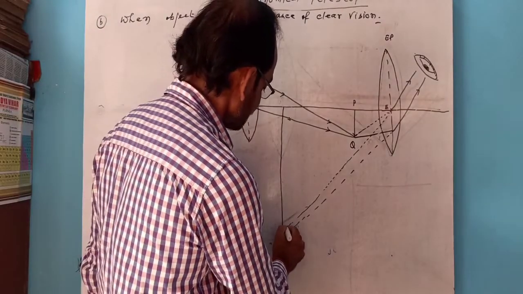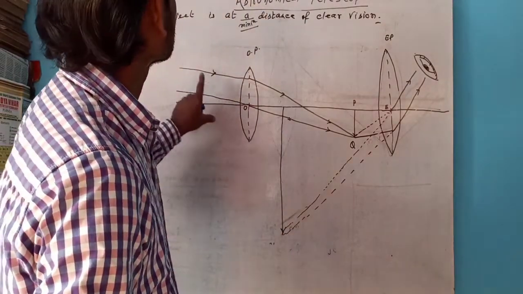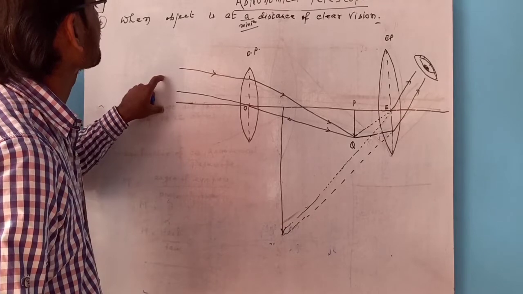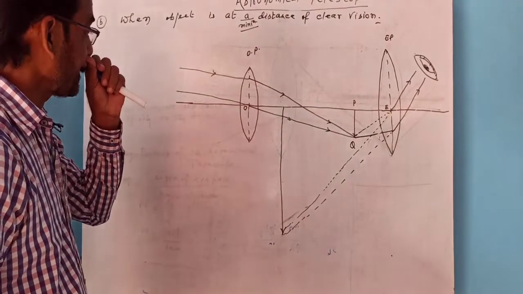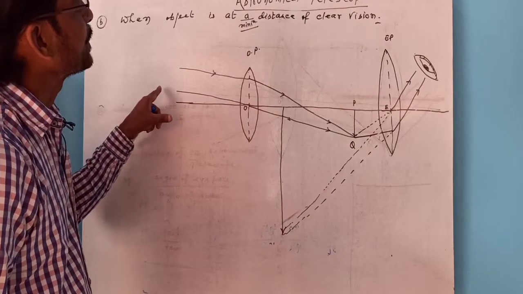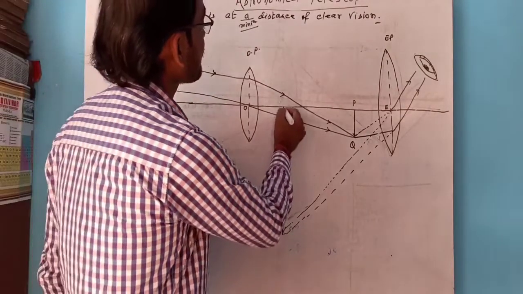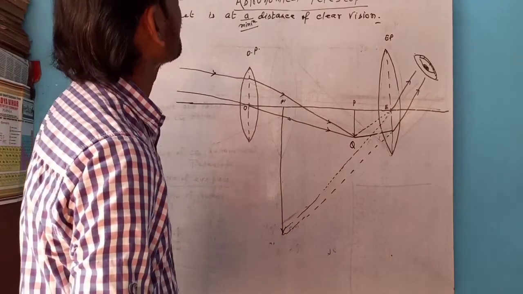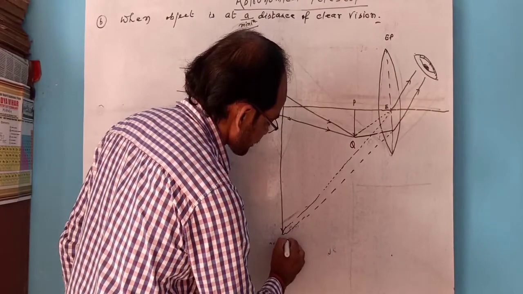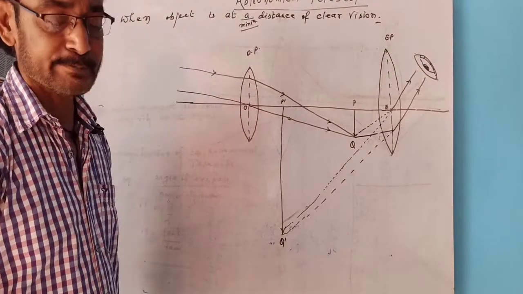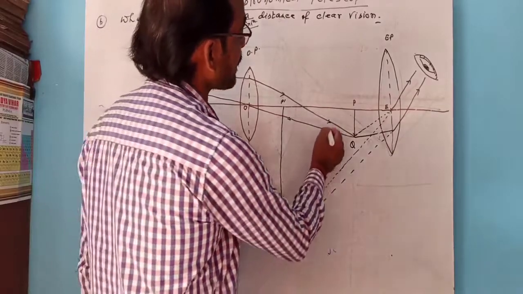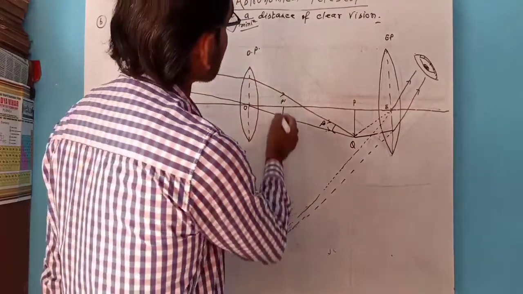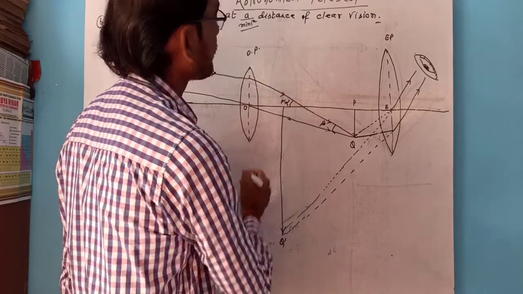Which is the image formed of the object that is at infinity, making the image clear for vision at a minimum distance. Here the angle made is beta and this angle is alpha.